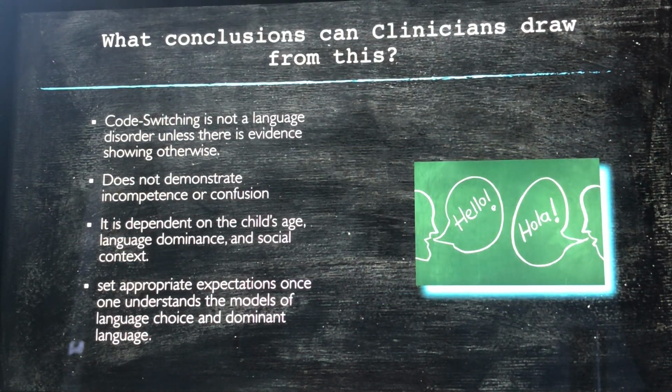So what conclusion can we draw from this? Code switching is not a language disorder unless there's evidence showing otherwise. This does not demonstrate incompetence or confusion. Research actually shows that code switching among bilingual adults is a sophisticated and rule-governed form of language. It is dependent on the child's age, language dominance, and social context. And it is important to set appropriate expectations once one understands the models of language choice and dominant language.